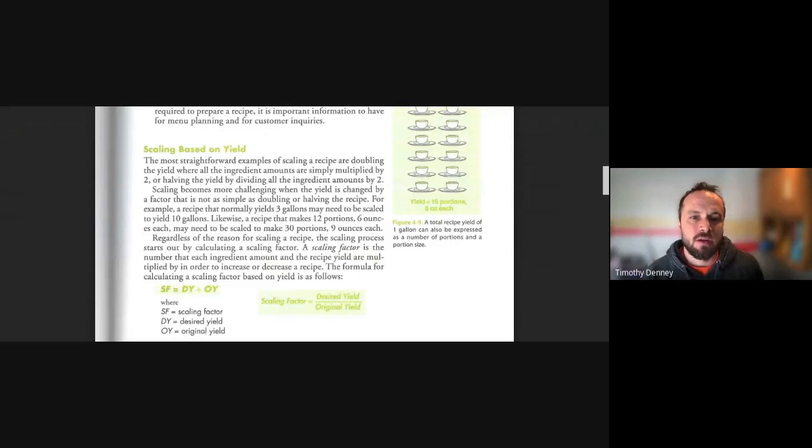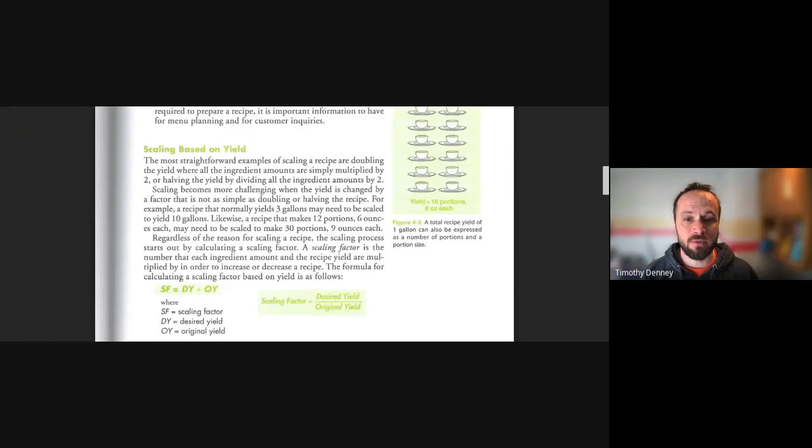Regardless of the reason for scaling a recipe, the scaling process starts out by calculating a scaling factor. That's what I just said. Scaling factor, that's what we need to find first. So what is that? Well, it's the number that each ingredient amount and the recipe yield are multiplied by in order to increase or decrease a recipe. Kind of a long mouthful, but it's the number that we multiply by to find the new ingredient amount.